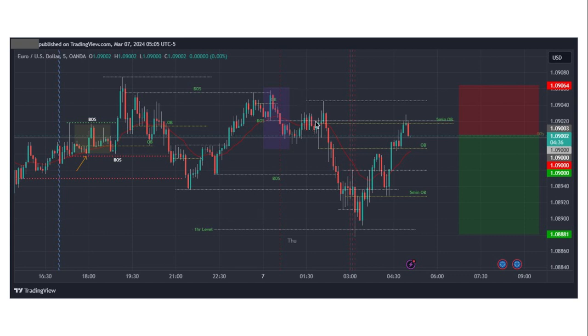This is the M pattern I was talking about at the retest right here. Price then continues to go down, comes back up, and gives another entry in the form of a three candle pattern at this point right here. This is a break of structure point on the 15-minute time frame.